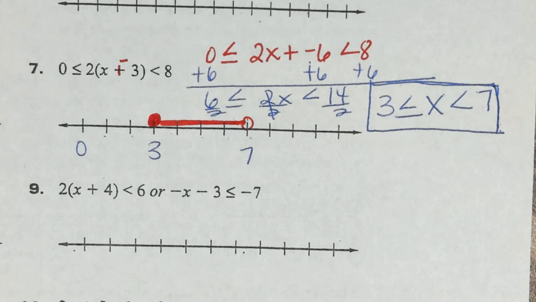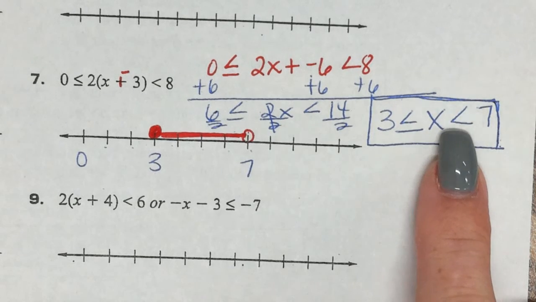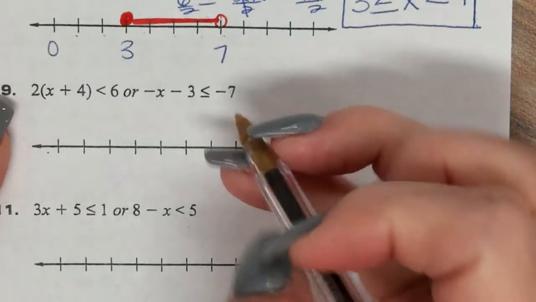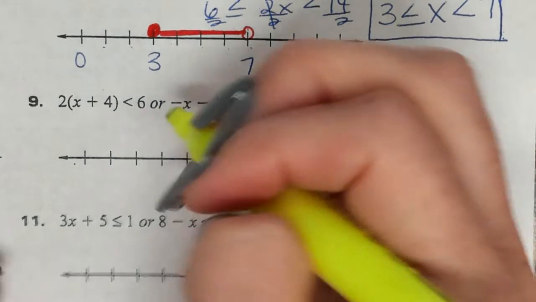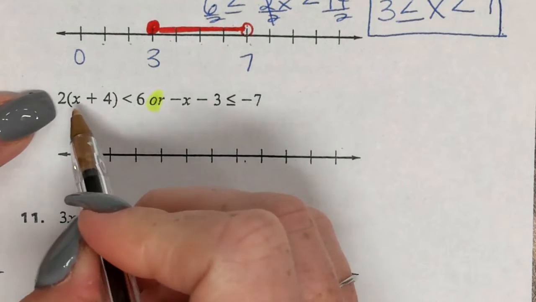Number 9. Notice that I boxed this in because that part is for a grade, the answer and the graph. All right, let's do number 9. This one has a clue word of what? That means there are 2 separate inequalities that need to be solved. So look at them separately.